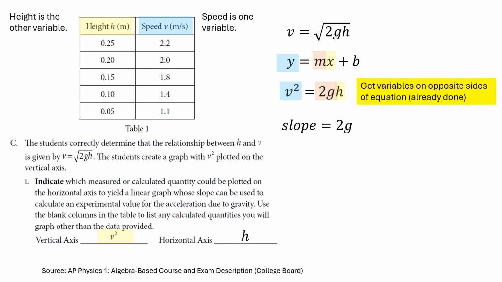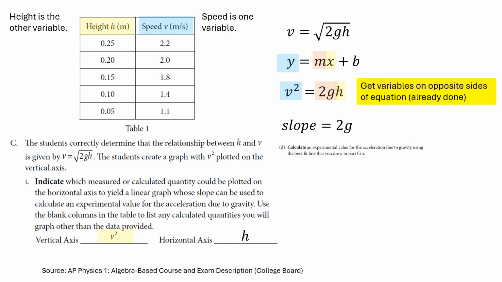So in order to graph this, we'll graph v squared versus h. We'll find the slope of the best fit line, and then in part D, we'll use that slope to figure out the acceleration due to gravity. So basically divide the slope by 2 to get g.